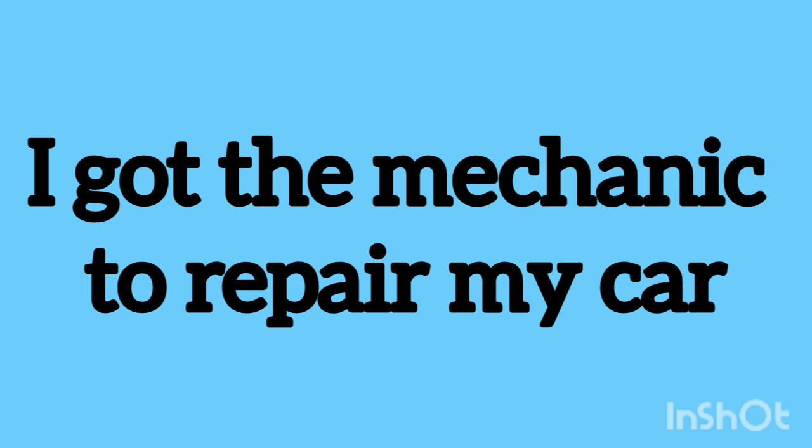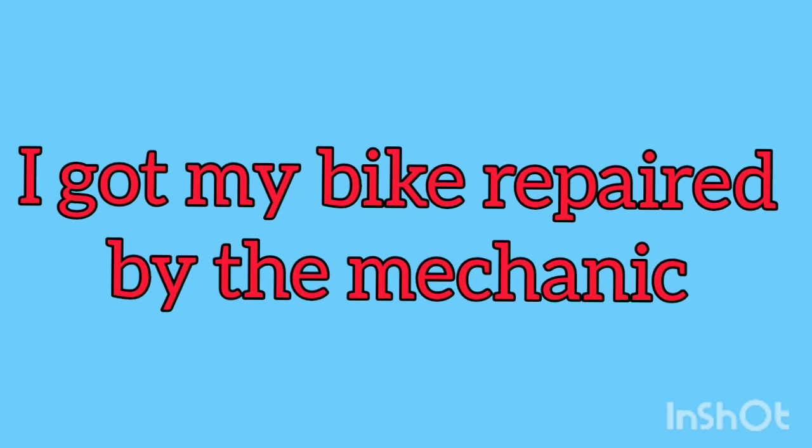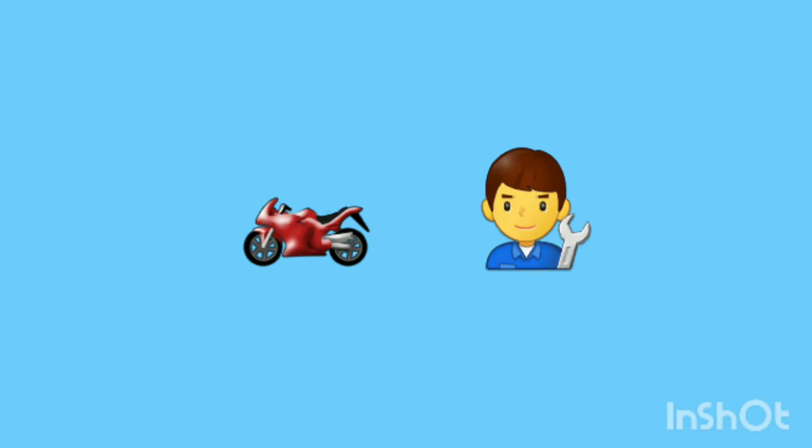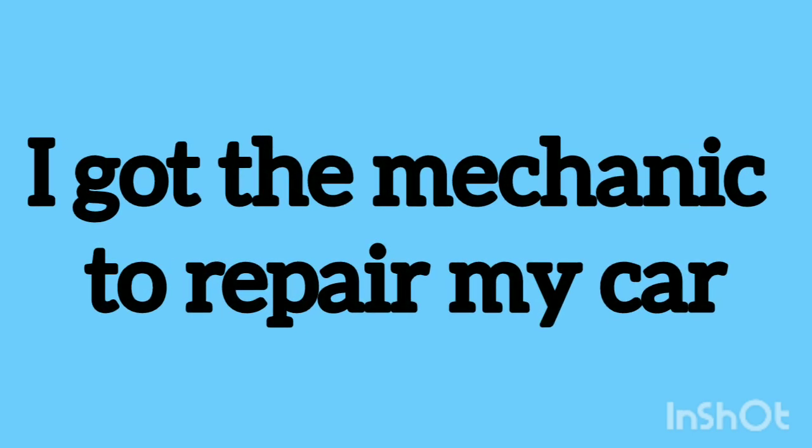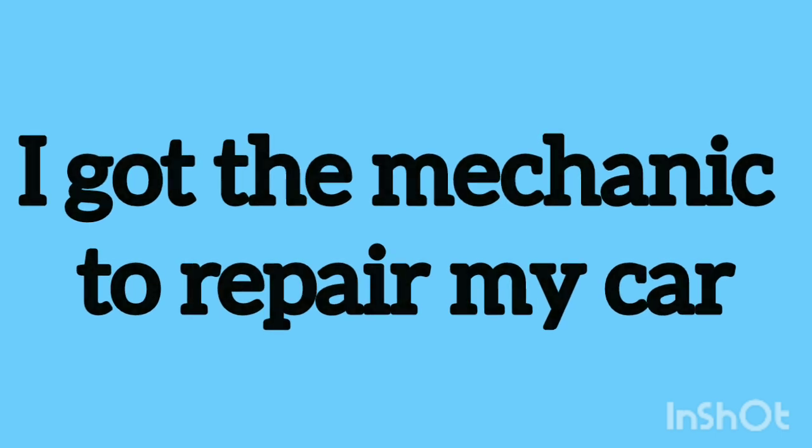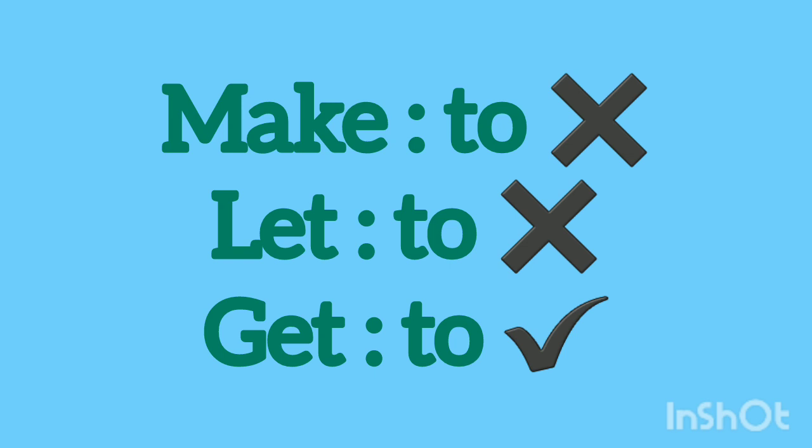The same thing can be expressed this way. I got my bike repaired by the mechanic. The second sentence is in passive voice. So you say, I got my bike repaired. Whereas the first sentence, I got the mechanic to repair. So in this case, we are using to infinitive. It's not like the other verbs make and let, where we do not use to infinitive. But in this case, we use to infinitive.